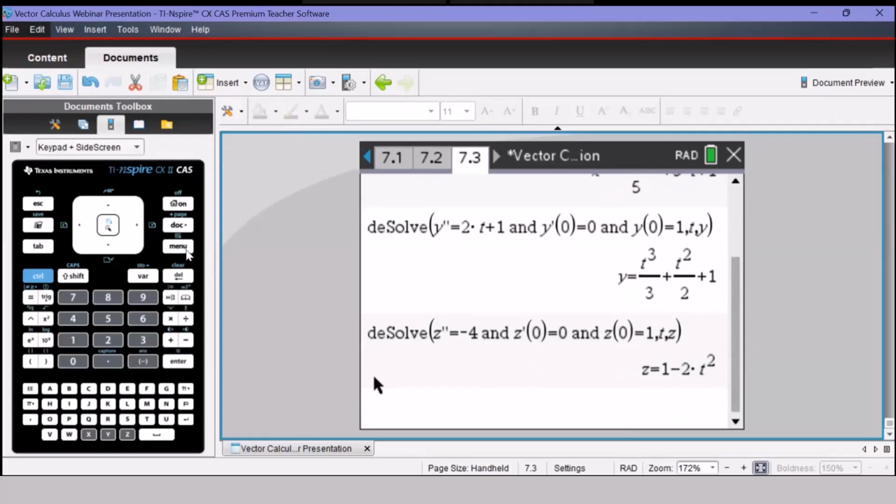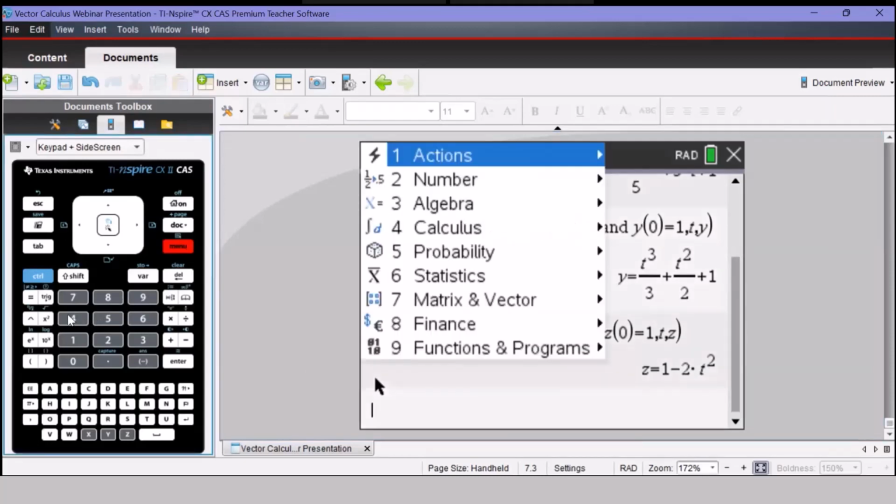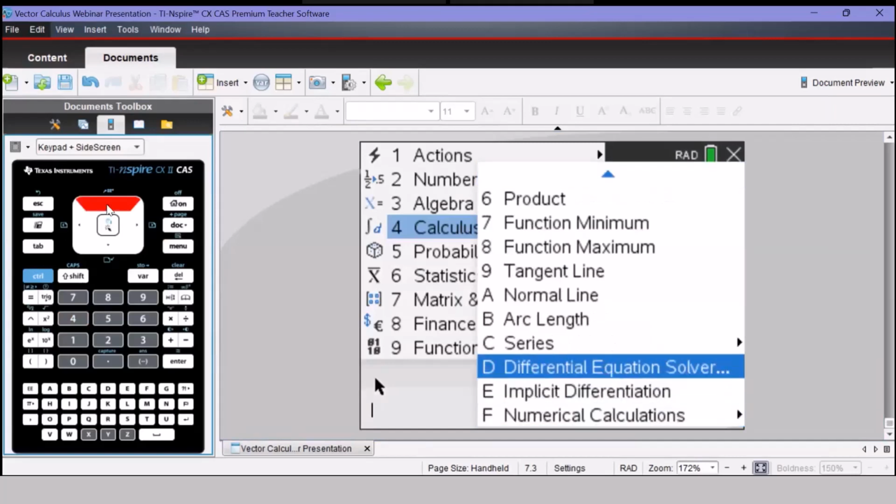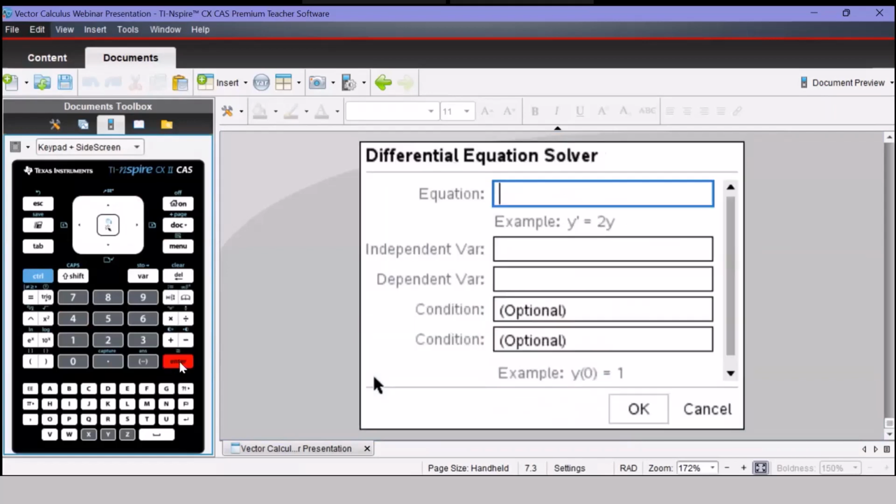To find the differential equation solver, you press menu, 4 for calculus, and then scrolling up or down, you find the differential equation solver. If you've got the most up-to-date or very recent operating system, it comes up as a dialog box. I can't remember exactly where the cutoff is, but if you're working with an operating system from a little bit further back, then you don't have a dialog box.